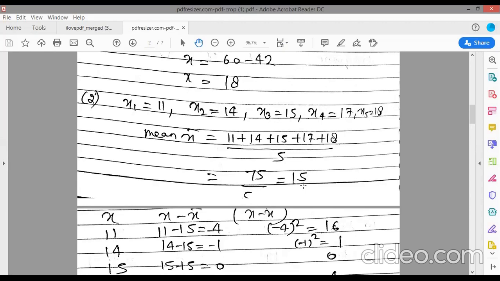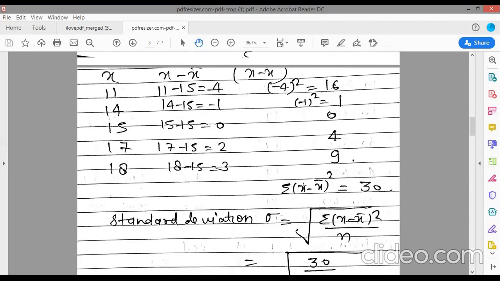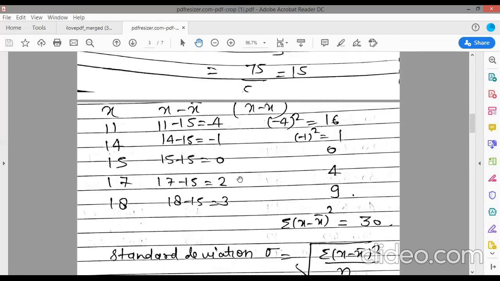Now what is the standard deviation formula? The standard deviation formula is the square root of summation x minus x bar whole square upon n. That means when you make your table, your second column will be x minus x bar and your third column will be x minus x bar whole square, right? So x is given, you have your x bar, then you can calculate x minus x bar here. So 11 minus 15, 14 minus 15, 15 minus 15, 17 minus 15, 18 minus 15.